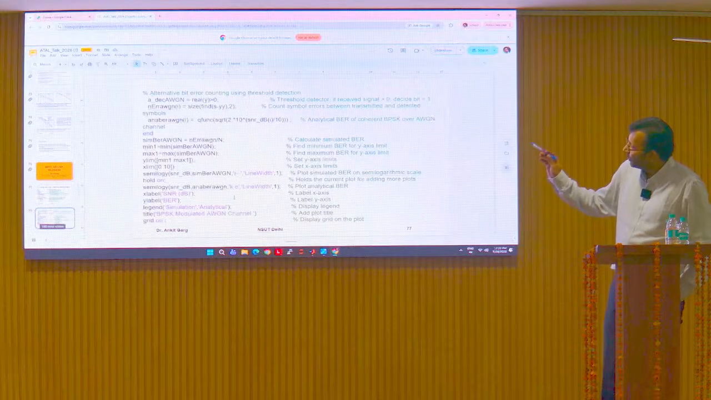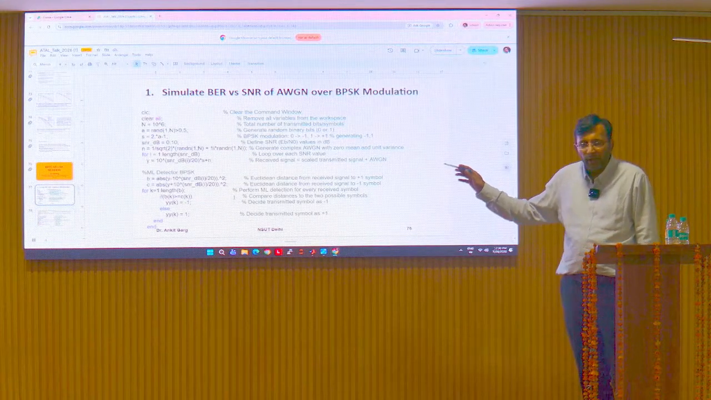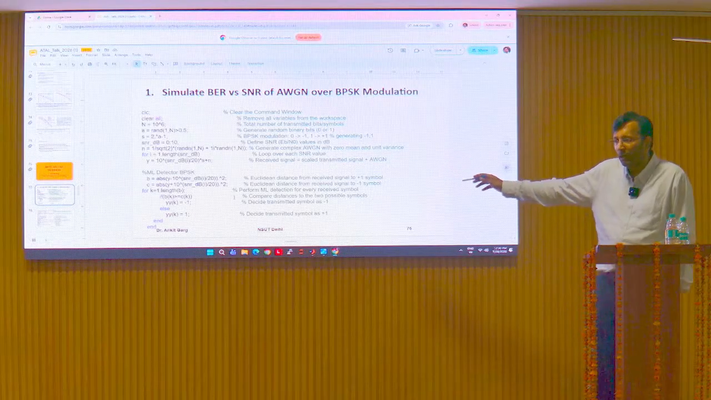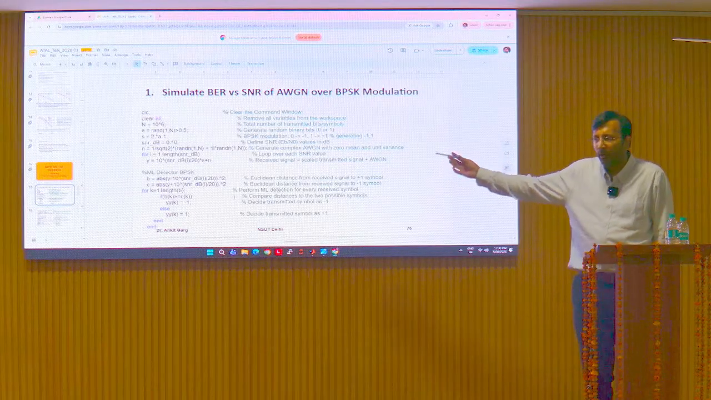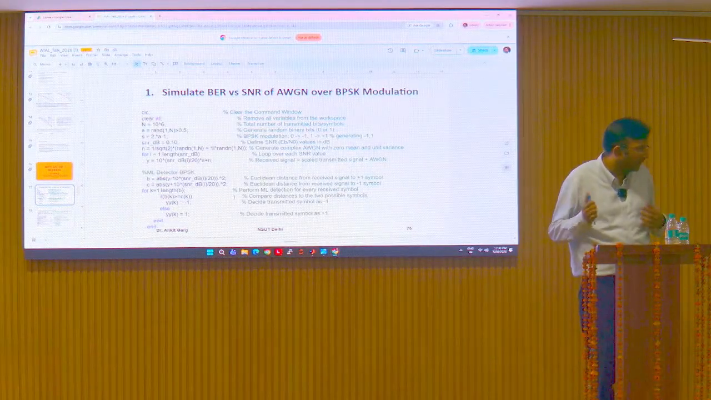So here we are writing n equals 1 by square root 2 rand n 1 comma N plus 1 iota into rand n 1 comma N. What would be the mean and variance of this?